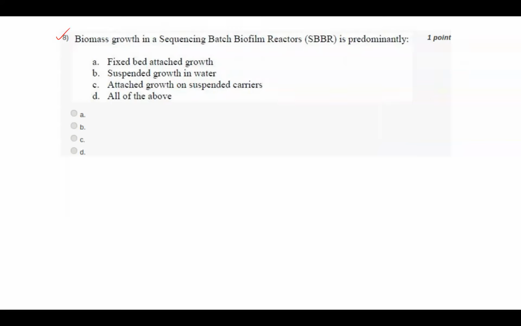Next, biomass growth in a sequencing batch biofilm reactor. Sequencing batch reactor is predominantly fixed bed attached growth, suspended growth in water, attached growth on suspended carriers, all of the above. What will be the growth mechanism? Which one? So the answer is attached growth on suspended carriers. This is the answer, right?